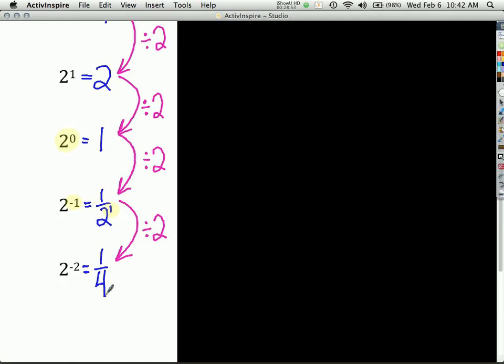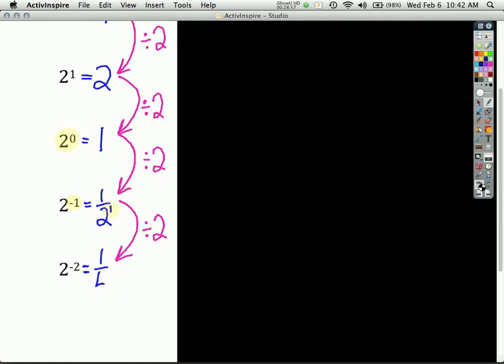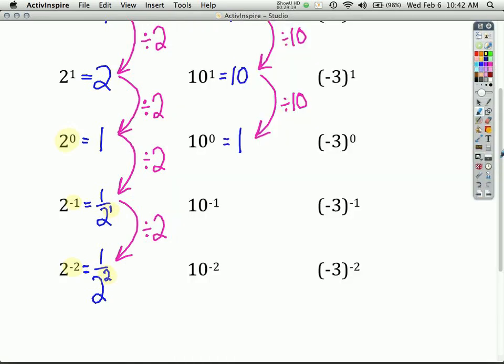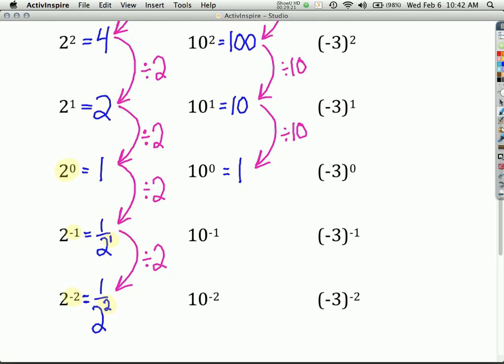Arun? 1 over 2 to the second power. Yeah, 1 over 2 to the second power. And again, you are looking here and here. And that is why negative exponents work the way they do, and that is why zero exponent works the way it does. Comments and questions at this point for anything that I'm demonstrating right here.